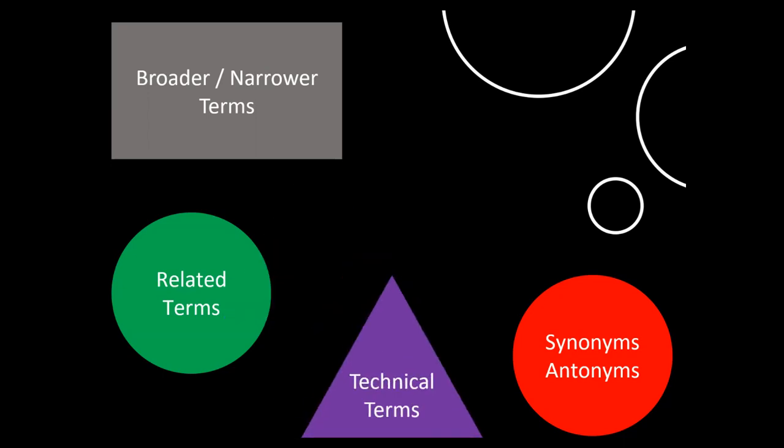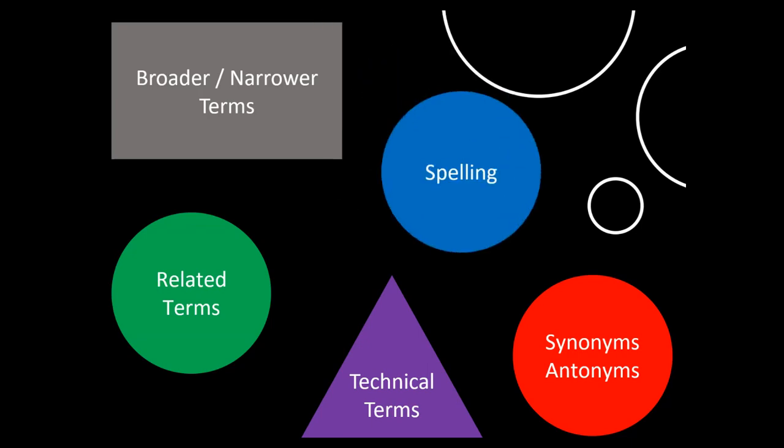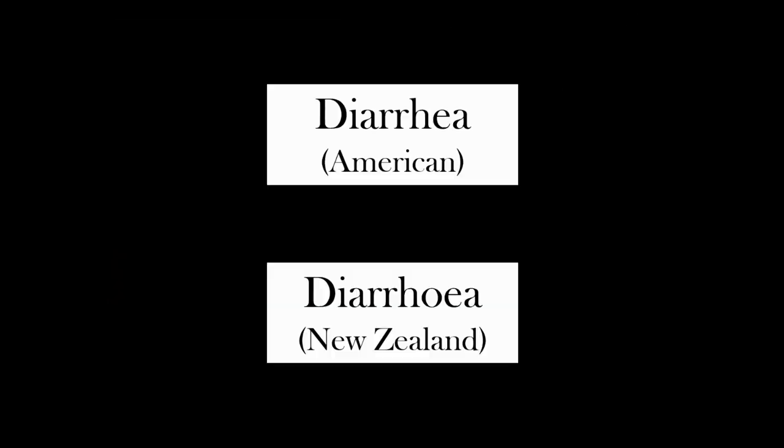Or they could be technical terms. These are words that are only used by experts and academics working in the field. So in chemistry, you might talk about sodium chloride instead of salt. And remember to check your spelling. Make sure that A, you have spelt your search term correctly, and B, that you have accounted for variations in spelling due to where the research is compiled. Not all diarrhea is the same.